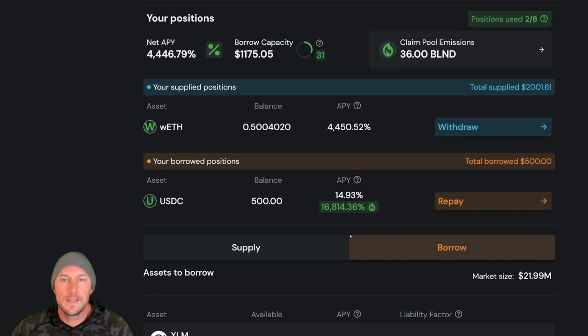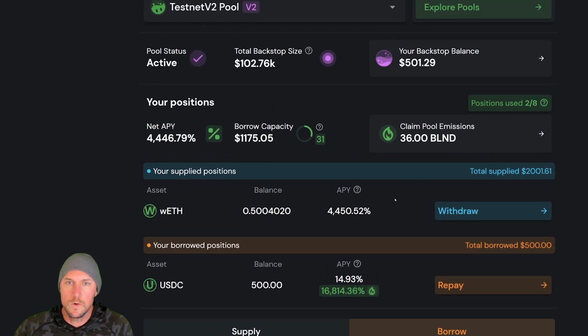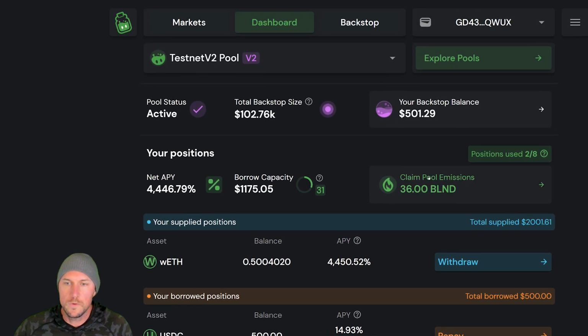Now let's go over how to claim these emissions. At the top of any pool, if you have emissions available to be claimed, you will see this show up right here: claim pool emissions, and it'll tell you how much blend you have to claim. If you click this, it'll prompt you to sign the transaction in your wallet. When you claim these types of emissions, they are claimed directly to your wallet. So if I were to claim these right now, I would have 36 blend added directly to my wallet.